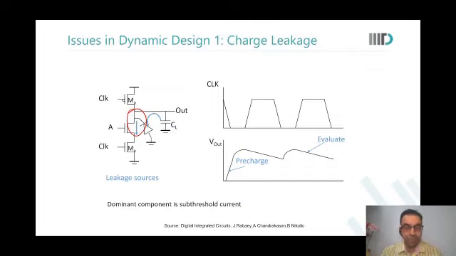Sir? Yes. Sir, we can also reduce the period for which this discharging is happening. Then also we can limit that. Yeah, but okay. How is the clock period of a pipeline or any logic determined?